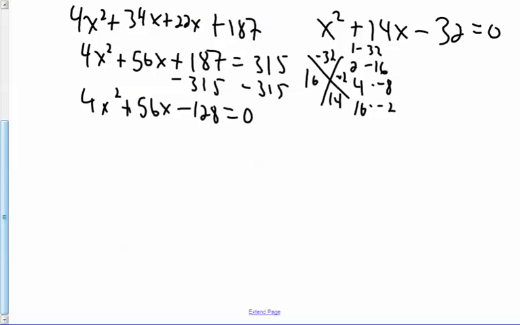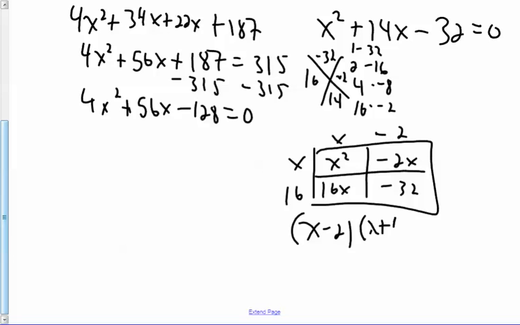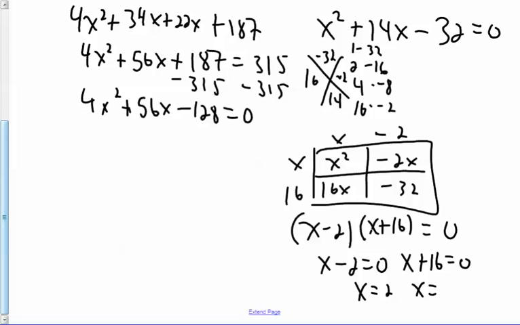So what I'm going to do now is put x squared here, and I'm going to put the negative 32 here, and I'm going to put a 16x there and a negative 2x there. Going this way, it's an x. Going this way, I believe it's a 16. Up and down is an x, and here it's a negative 2. So I get x minus 2 times x plus 16 equals 0. So x minus 2 equals 0, or x plus 16 equals 0. So you get x equals 2, or x equals negative 16.